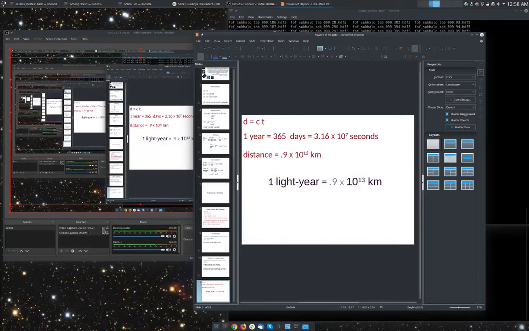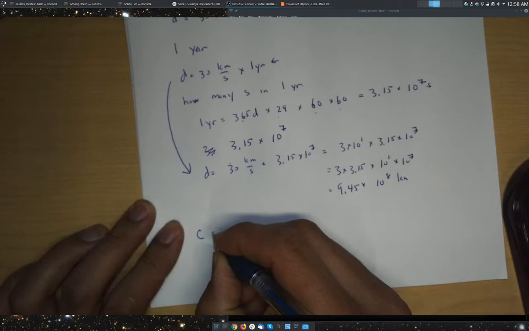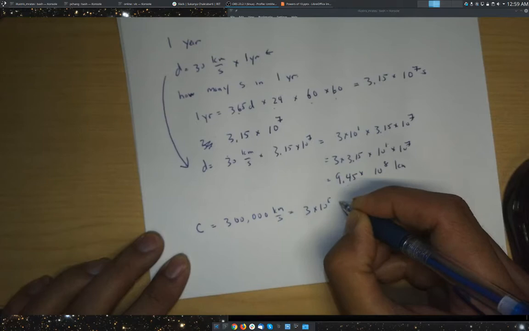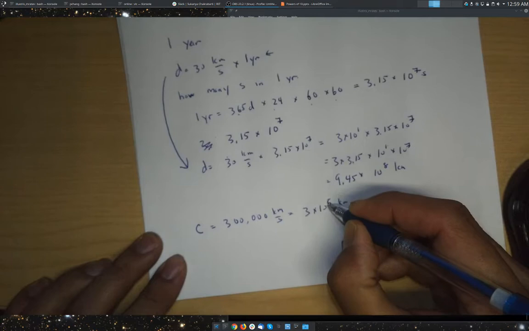Okay, so let's do this. Let's go back to here. So we just calculate what a year is in seconds, 3.15 times 10 to the 7. So the velocity c, that's what we use for the speed of light, is 300,000 kilometers per second, which is 3 times 10 to the 5 kilometers per second. See, this beautiful scientific notation, this tower of 10 notation, turns every large number into essentially the same operation as small numbers.